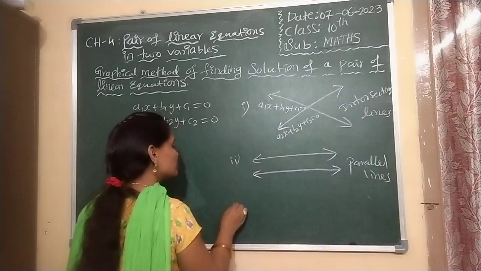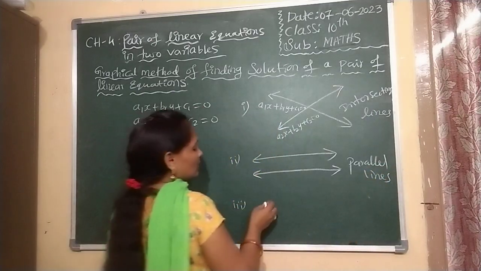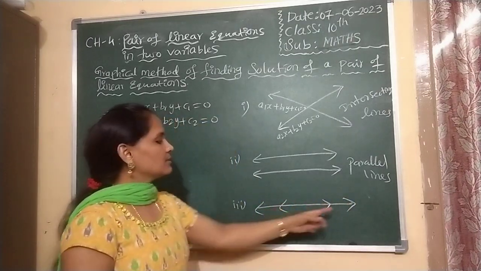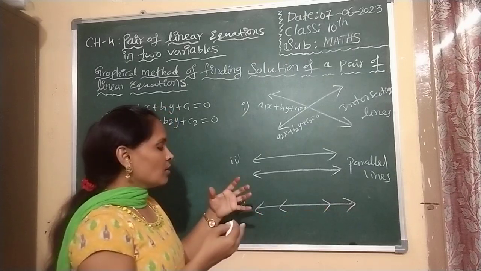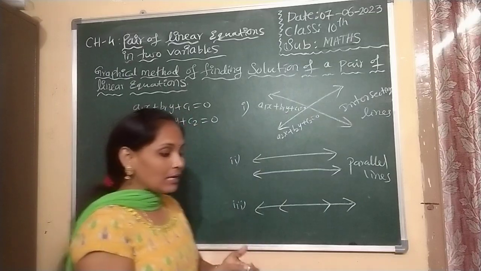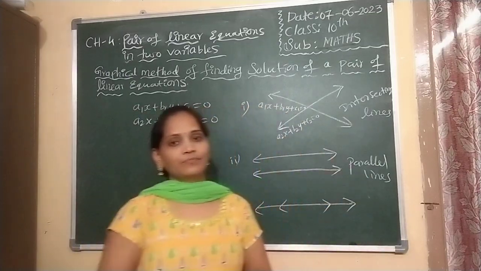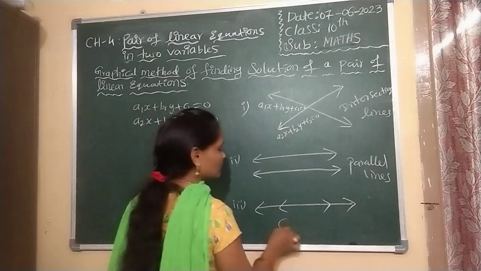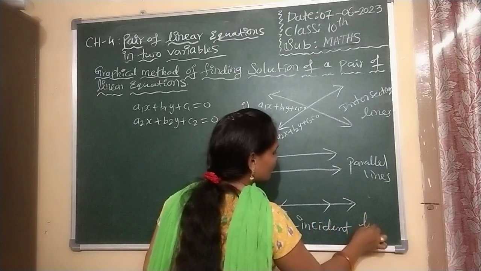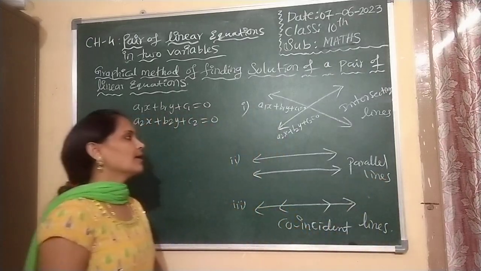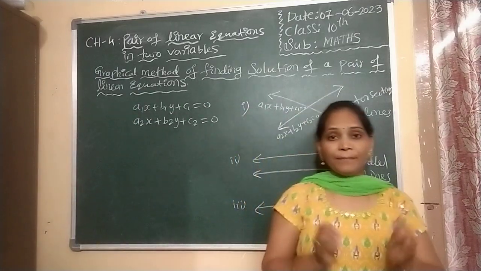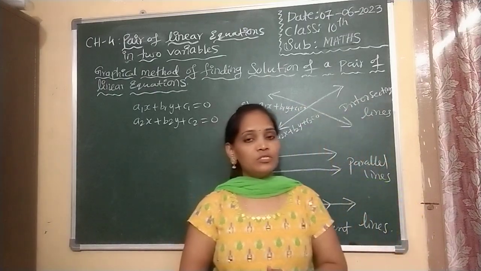One more situation will arise. Maybe coincident lines. This is one line, this is one line. So one line is coincident with the other line. One line lies on the other line. That is called coincident lines. These three possible situations will arise when the pair of linear equations in two variables lie on the same plane.